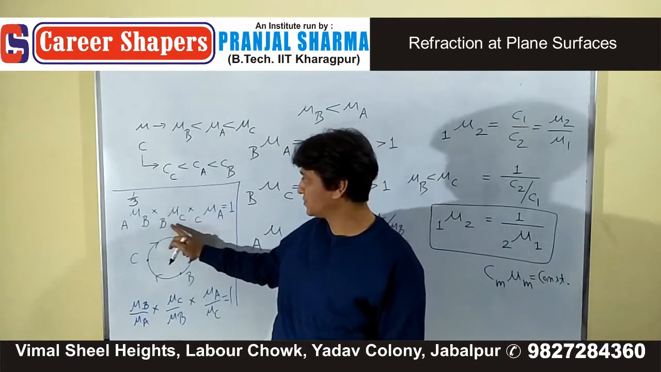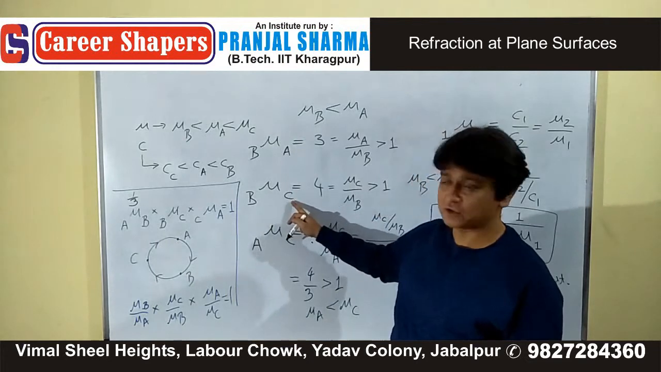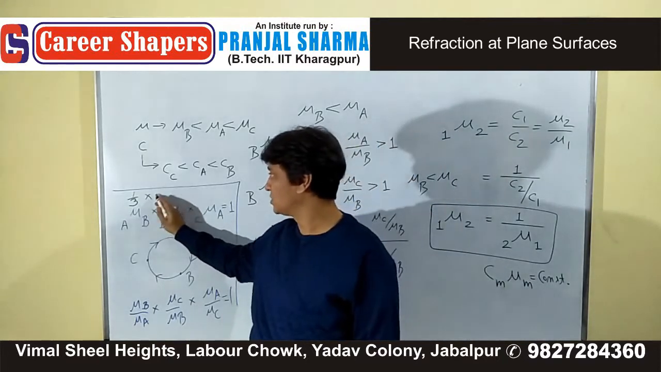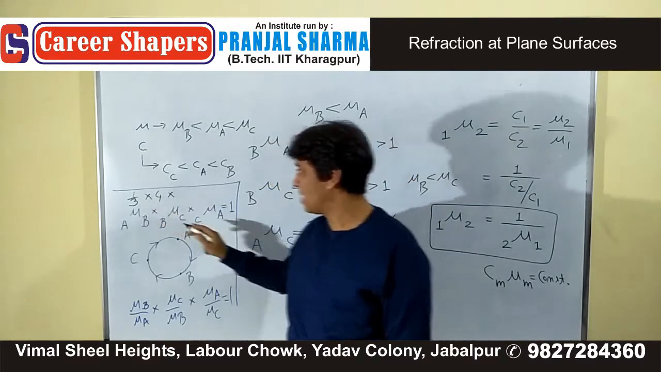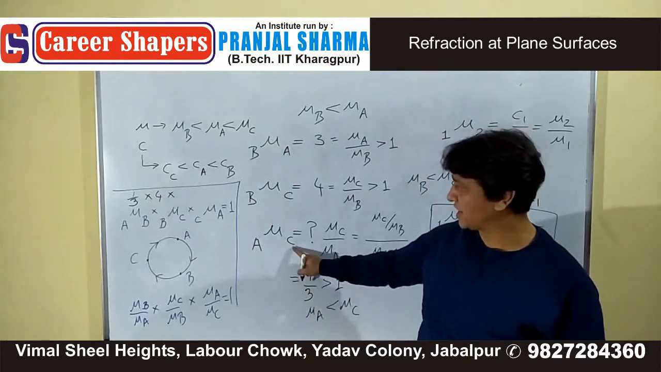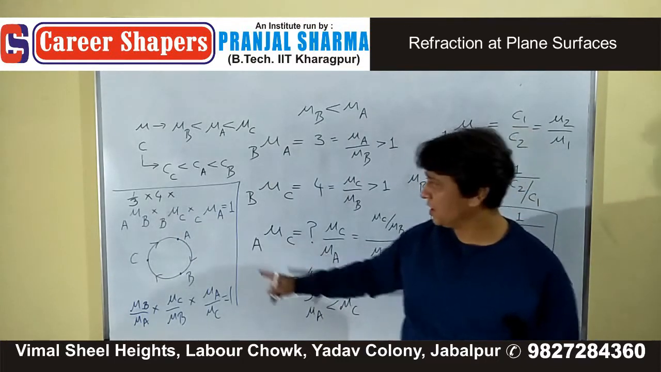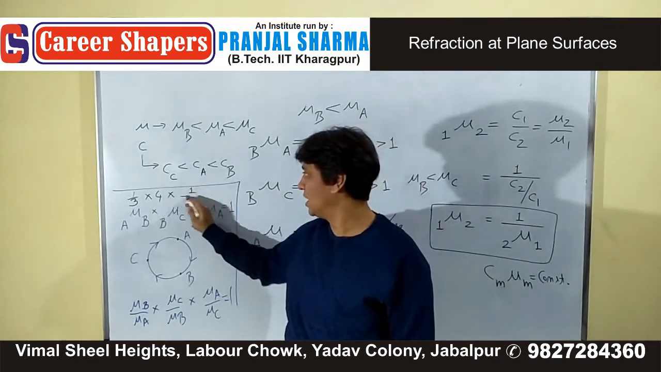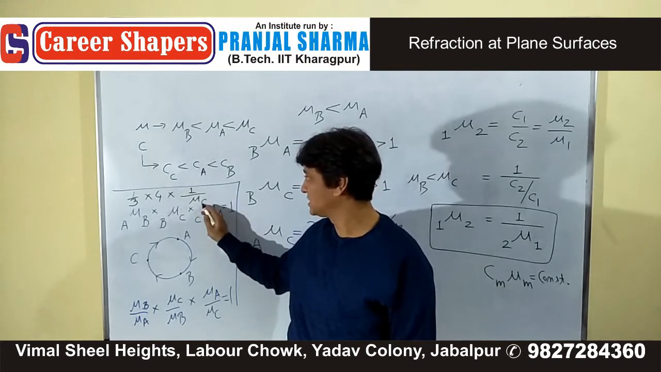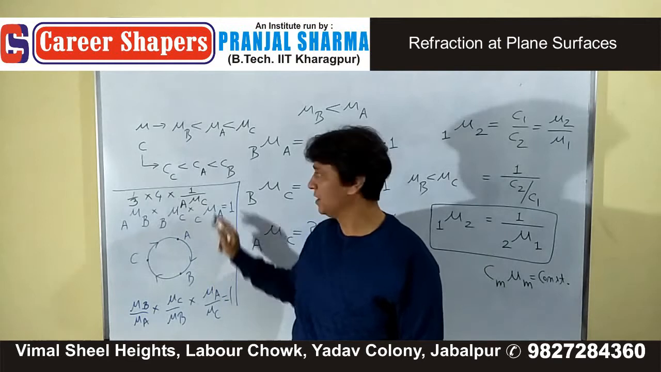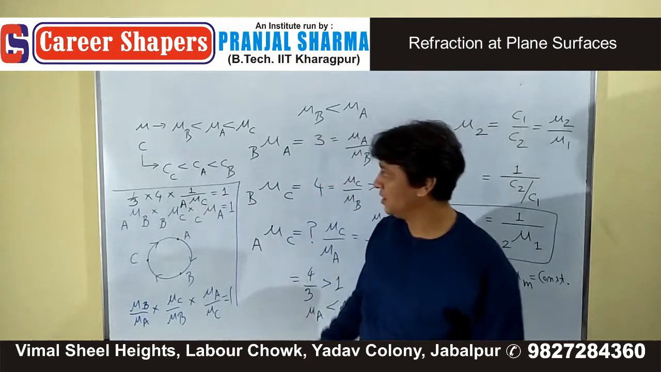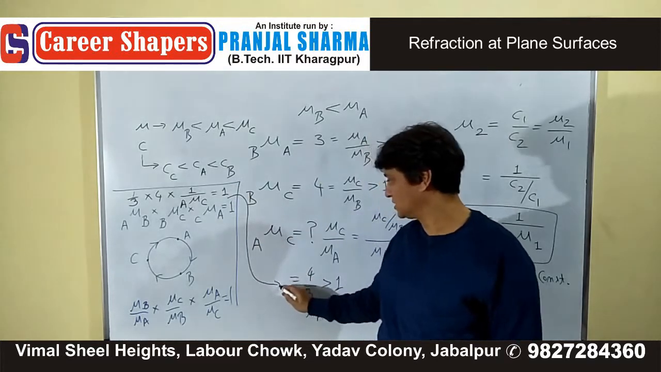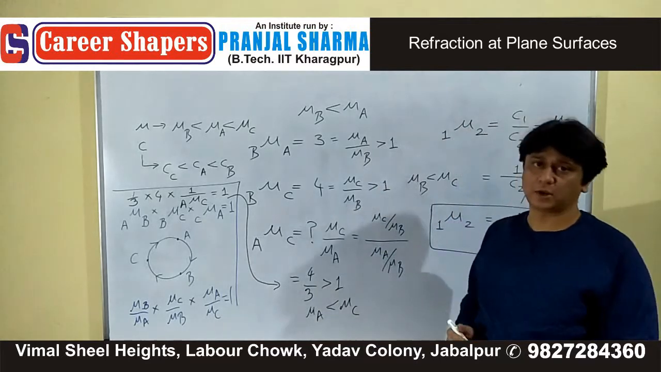Then refractive index of C with respect to B. Refractive index of C with respect to B is what? 4. Multiply this thing with 4. Multiplied by what? Question says find out refractive index of C with respect to A. But this is of A with respect to C, which makes it what? 1 upon refractive index of C with respect to A. The whole thing is what? 1. Move this over here and you get your answer as 4 upon 3.